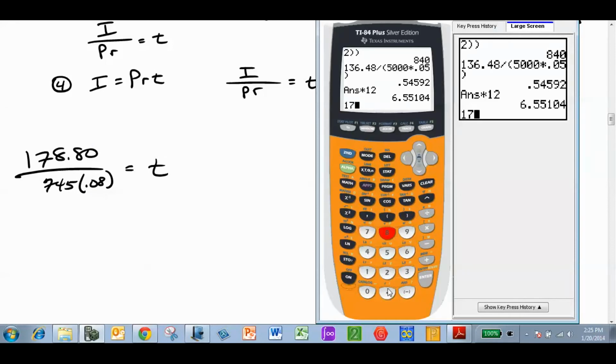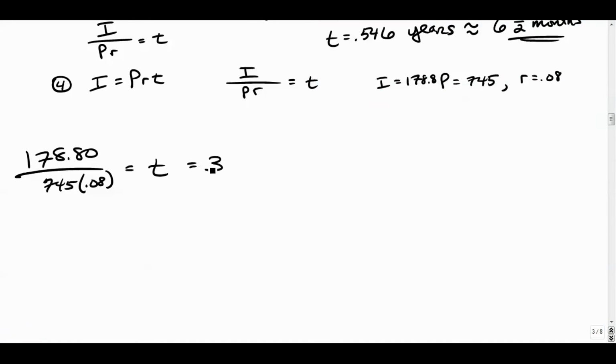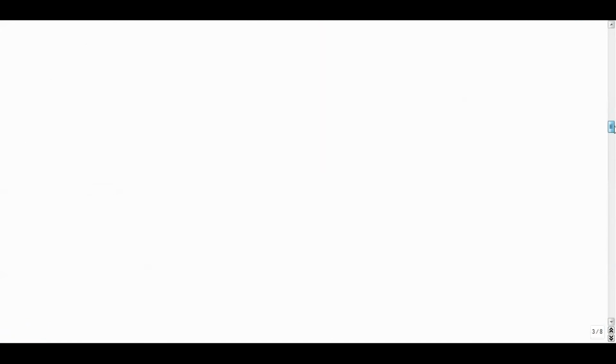Calculator time. 178.8 divided by 745 times 0.08. And I get 3 years. There you go, simple interest. Let's move on to compound.